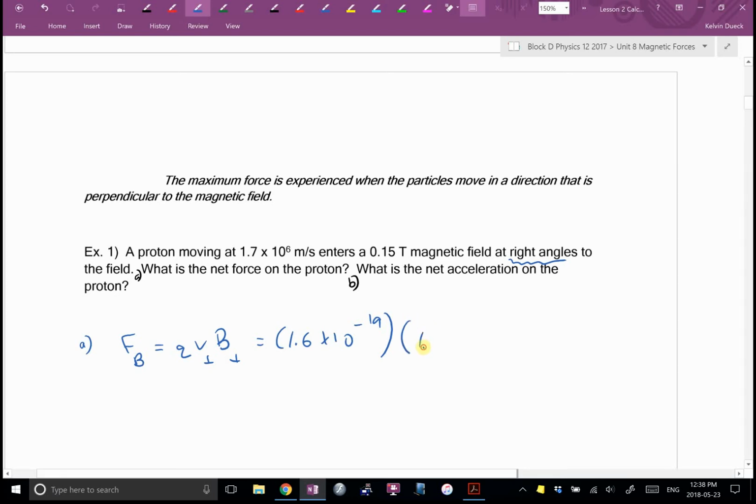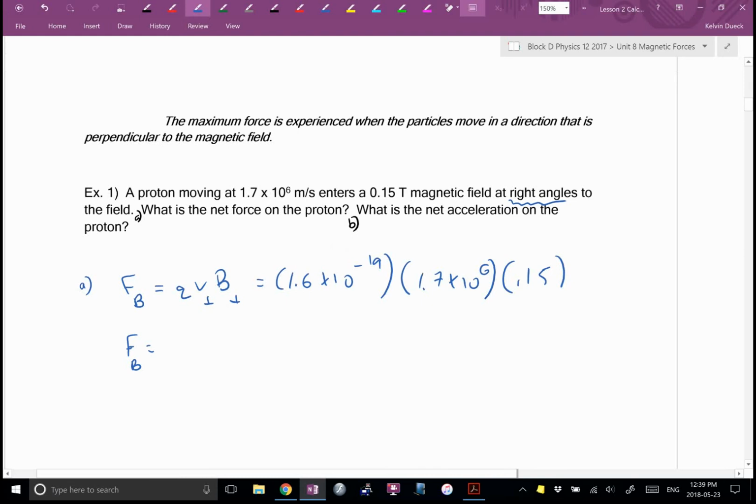V, speed, 1.7 times 10 to the 6th, B, 0.15. How big is the magnetic force? Now, force is a vector, but I'm just finding the magnitude because I didn't give you any kind of direction here. If I gave you a picture, we could say up the page or down the page, or remember we learned new symbols: into the page, that was an X, like the tail feathers of an arrow going away from us, or out of the page. What do you get?